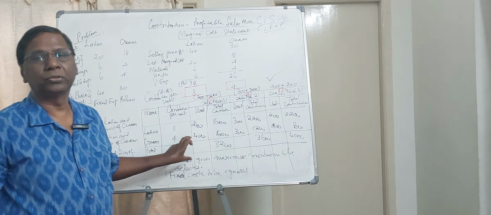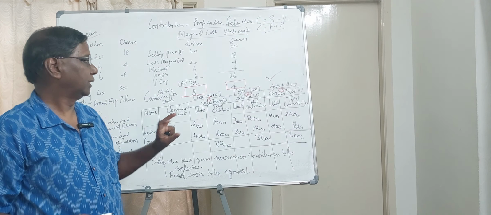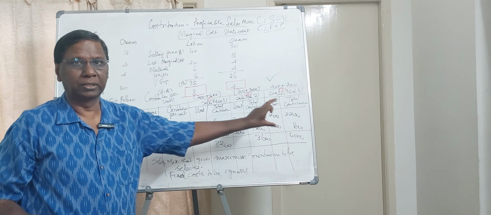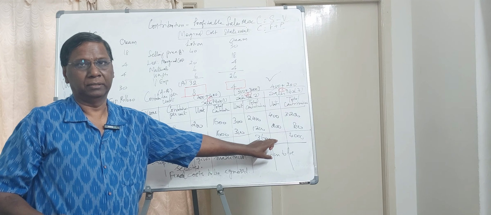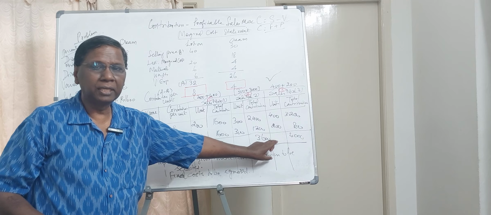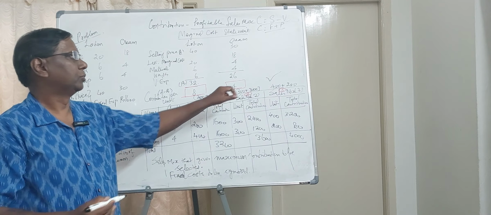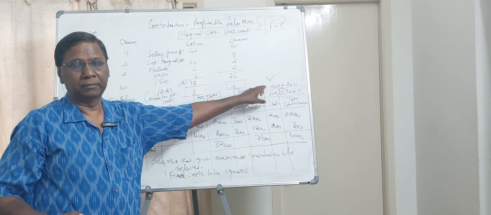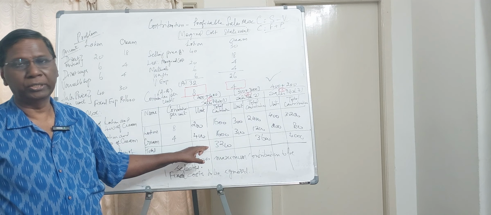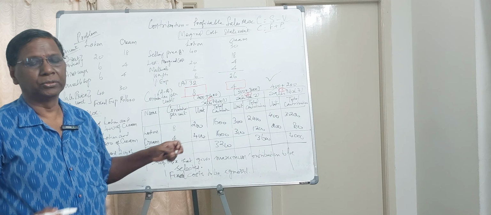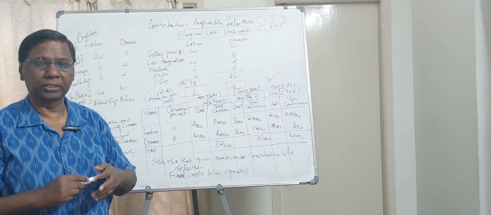Now you decide which one to choose among the first option, second option, and third option. The third option gives the highest contribution, so you have to choose the third. You got the point? This is how you have to choose, because fixed cost we will just ignore.